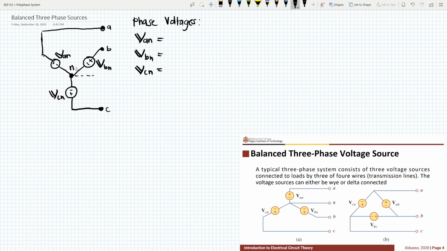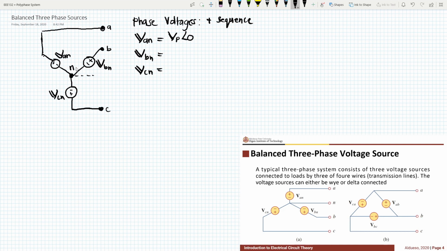So what are the values of these voltages? For a balanced three-phase voltage source, the magnitudes of the voltage sources are equal, but they are 120 degrees out of phase from each other, what we have seen from the previous slides. Depending on the rotation of the generator, we have a positive sequence. Let's first talk about positive sequence. Let's make VAN our reference. Let's say VAN has a magnitude of VP, angle 0.